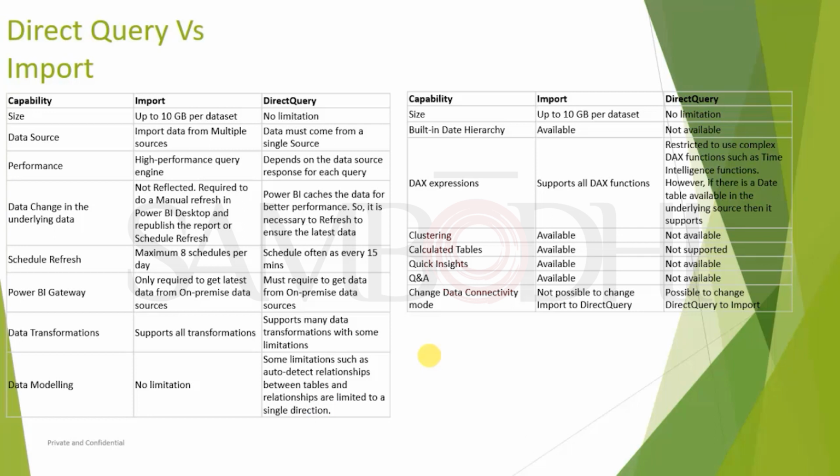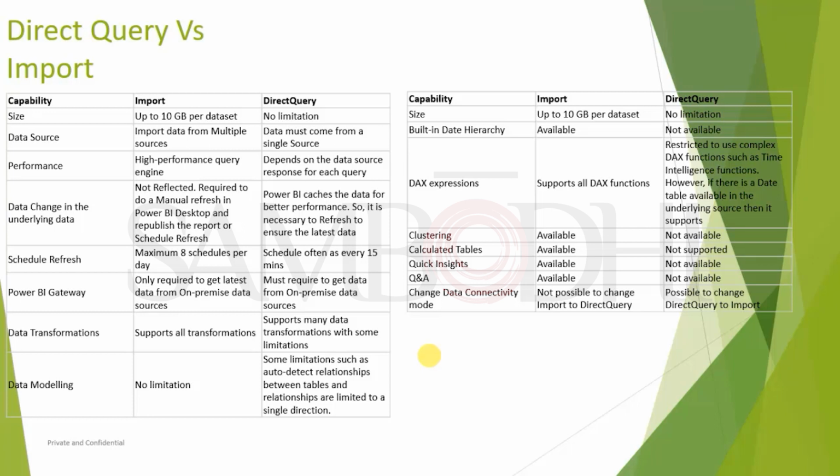Whereas there is a restriction on the use of complex DAX functions such as time, basically time and date hierarchy, something which is used so often, which is not supported well in direct query. However, if there is a date table available in the underlying source, then it supports. So there are many ifs and buts in direct query. In terms of performance is what direct query excels in. For the rest of the things, performance and size, direct query excels, whereas for the rest of the properties, it is observed the tilt is towards import.